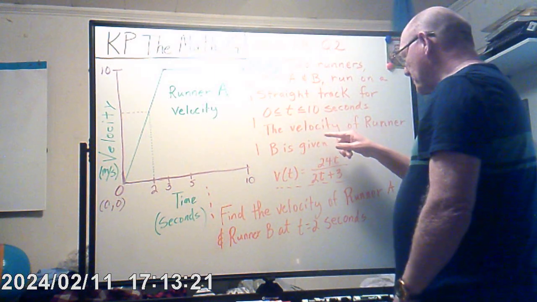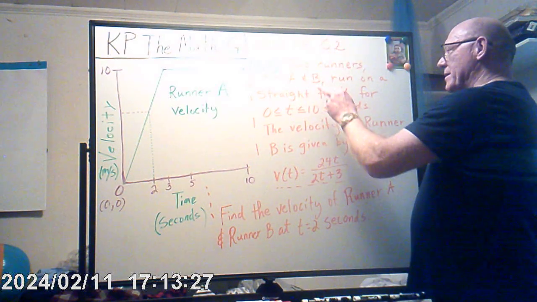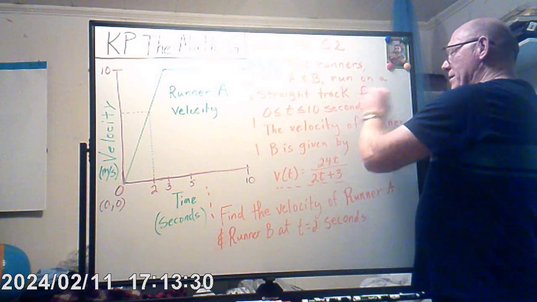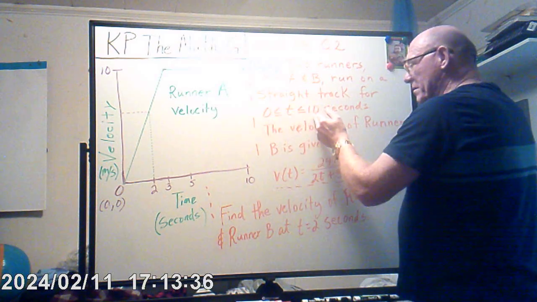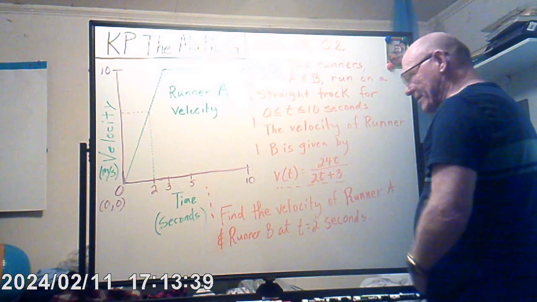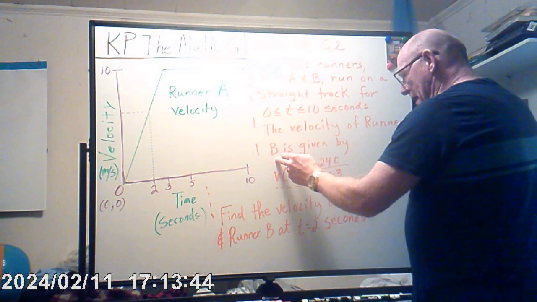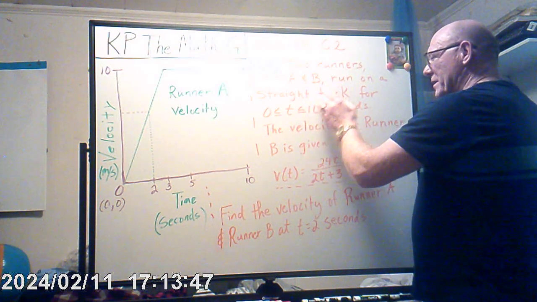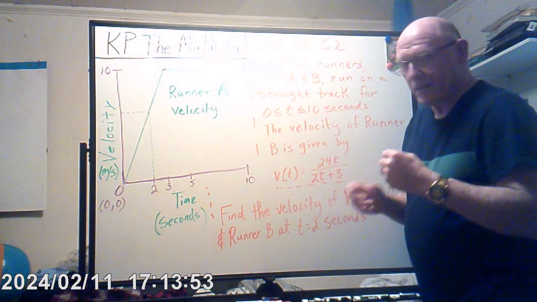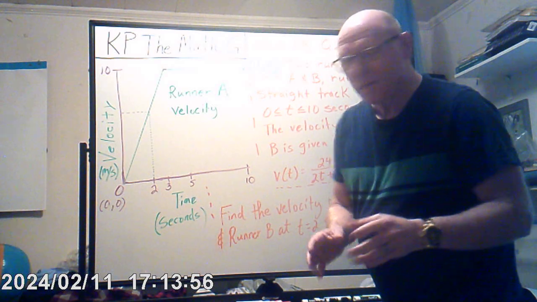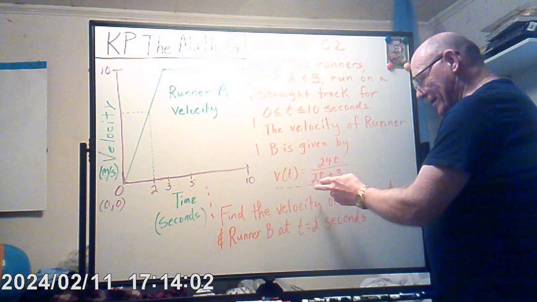Here's the problem, and I'll just go ahead and read it to you. Two runners, A and B, run on a straight track for t between 0 and 10 seconds, including 0 and 10. The velocity of runner A is here, just like I showed, in the form of a graph. Runner B is in the form of an equation, 24t over 2t plus 3.